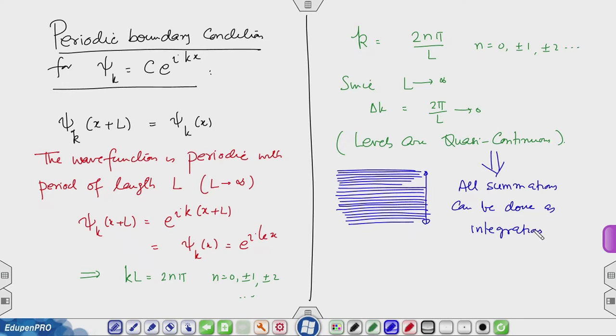So, one thing we have now settled, that these wave functions are going to be of the form ψ_k(x) = c e^{i2nπx/L}. Now, the next question is normalization.